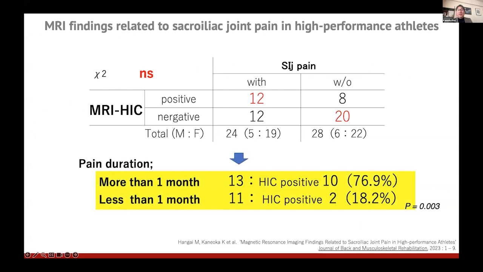Therefore, we compared the frequency of high signal changes in the 24 symptomatic patients, divided into 13 who had symptoms for more than 1 month and 11 who had symptoms for less than 1 month. As a result, high signal changes were observed in 10, or 77%, of the 13 patients who had been symptomatic for more than 1 month, which was significantly more frequent than in those who had been symptomatic for less than 1 month.